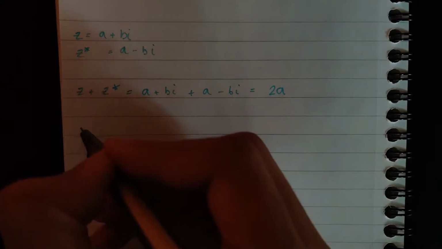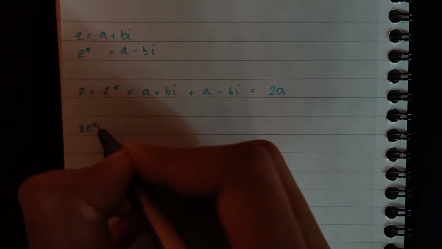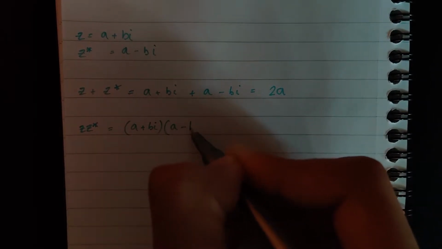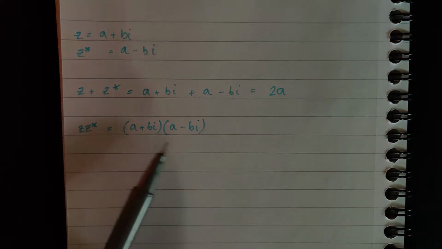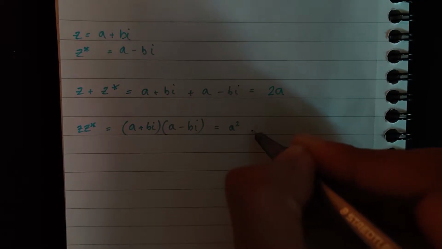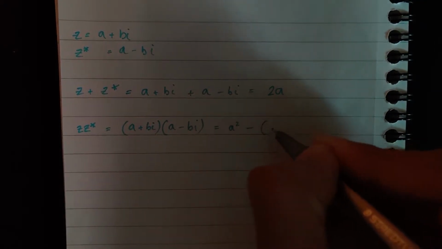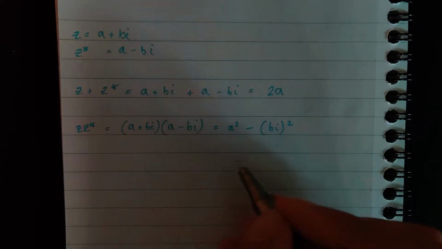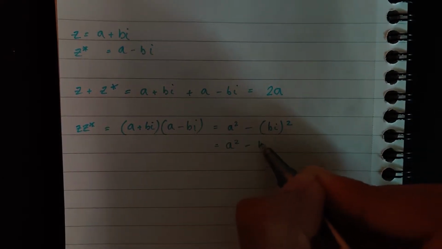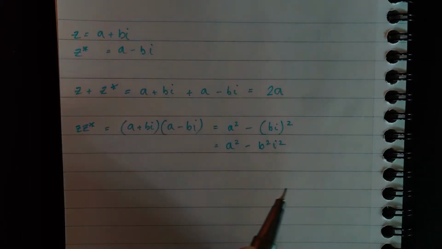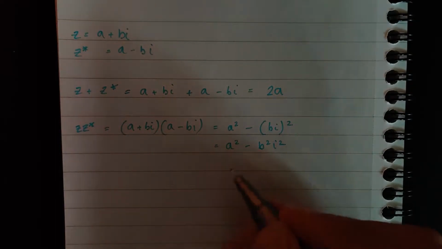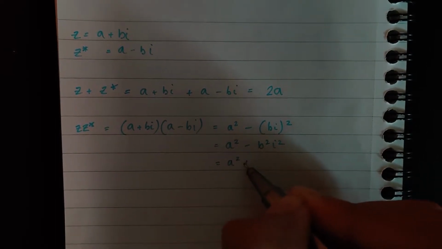If you were to multiply these complex numbers together, you would get a plus bi multiplied by a minus bi, and as you can see, this is the difference of two squares, which means we would get a squared minus bi all squared. Now if we simplify this, we get that a squared minus b squared i squared. However, we know that i squared is equal to negative 1, and these two negatives will cancel out, so we end up with a squared plus b squared.